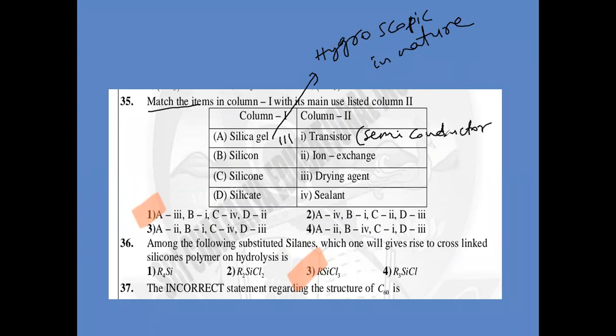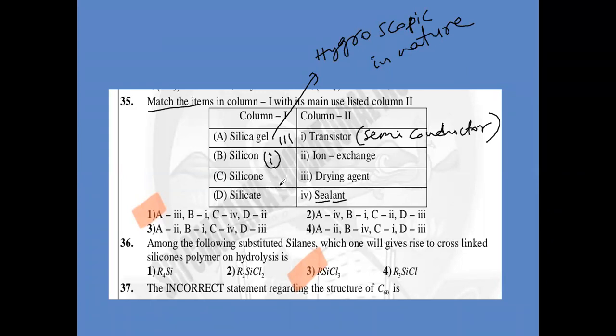So transistors and diodes generally will be used as what semiconductor? Here, the first one, silicon. And silicone, it will be used as what now here? Sealant. Sealant means what now? To not allow the oil to be leaked.